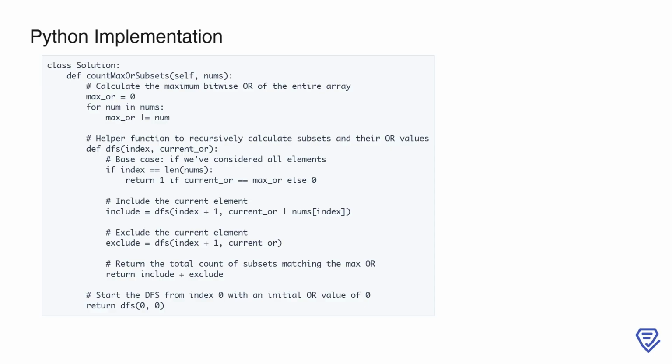For each element in the array, the function considers 2 possibilities: including the element in the current subset, updating the OR value, or excluding it. These 2 recursive calls are combined to count all subsets that achieve the maximum OR. Finally, the DFS process is initiated from index 0 with an initial OR value of 0, and the total count of subsets meeting the condition is returned. This approach ensures that all subsets are explored, making it a comprehensive solution for the problem.